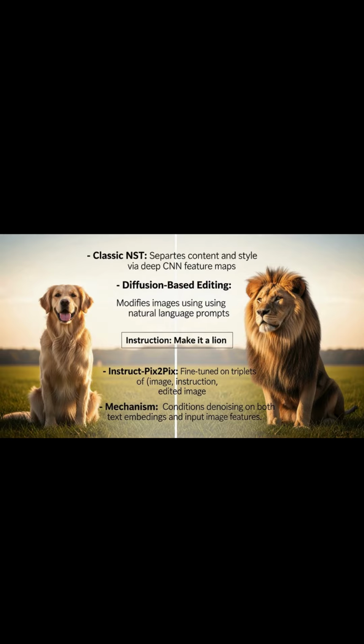The model isn't just a text-to-image generator, it's fine-tuned specifically for the task of editing. Architecturally, it conditions the diffusion denoising process on two things simultaneously: the CLIP text embedding of the instruction and an encoding of the original input image. This dual conditioning allows it to make localized, context-aware changes that respect the original image's composition rather than regenerating it from scratch. This is a paradigm shift from applying a global style to performing a specific instructed edit.